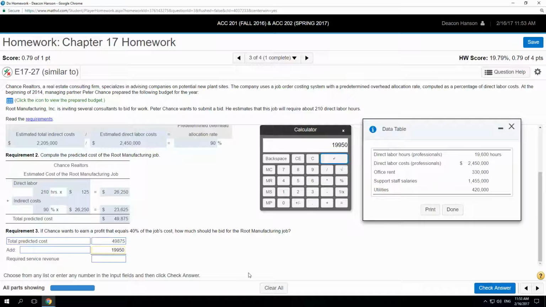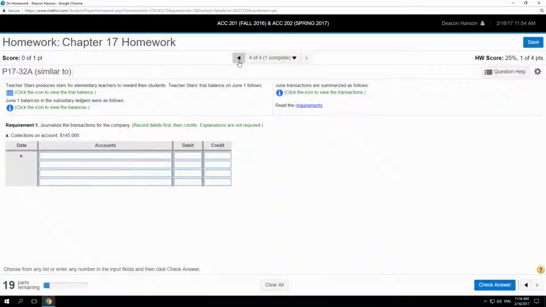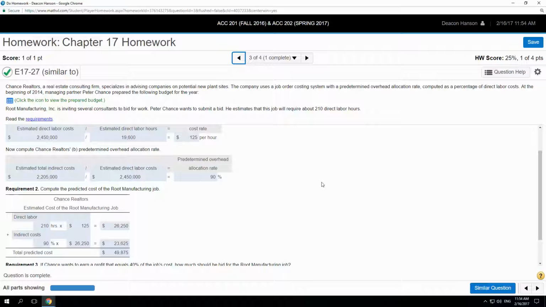right? So 49,875 times 0.4 is 19,950. That's the desired profit. So we're going to have to charge the cost of 49,875 plus the desired profit in order to make that profit. So we'll go 49,875 plus 19,950. Drop that in there. Make sure your labeling is correct. And we got it. That's how it works out.